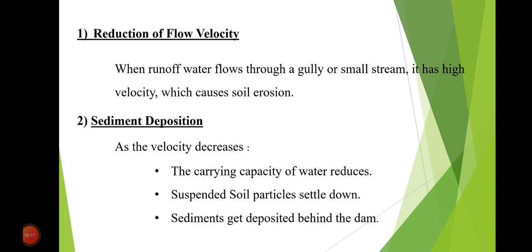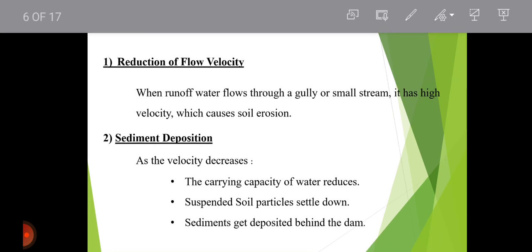So first is the collection of runoff. During rainfall, water flows over the land surface and enters the gully or drainage channel. As the runoff enters the area behind the check dam, its flow begins to slow.